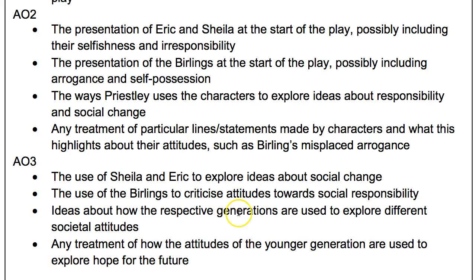Ideas, again, about how the respective generations are used to explore different societal attitudes. So again, this is looking at society, which is the same as social responsibility, which is the same as social change. And any treatment of how the attitudes of the younger generation are used to explore hope for the future. Well, as I said before, every time you consider the end of a text, that always includes the writer's final ideas. And by necessity, any judgment you have about the future is always dependent on how the text ends. So writing about the ending will always get you to do that skill.